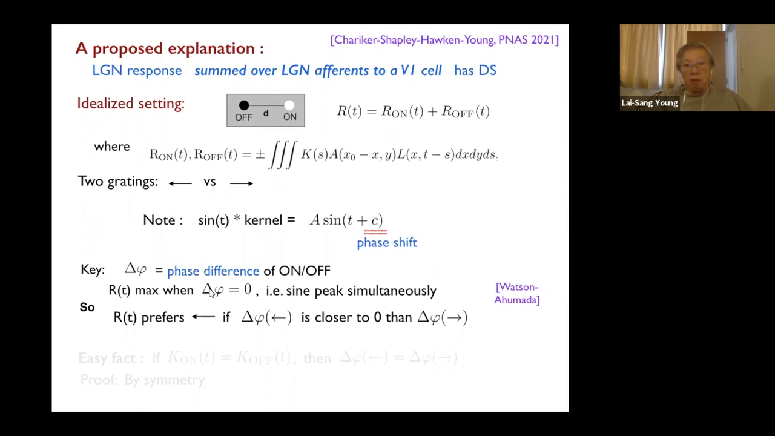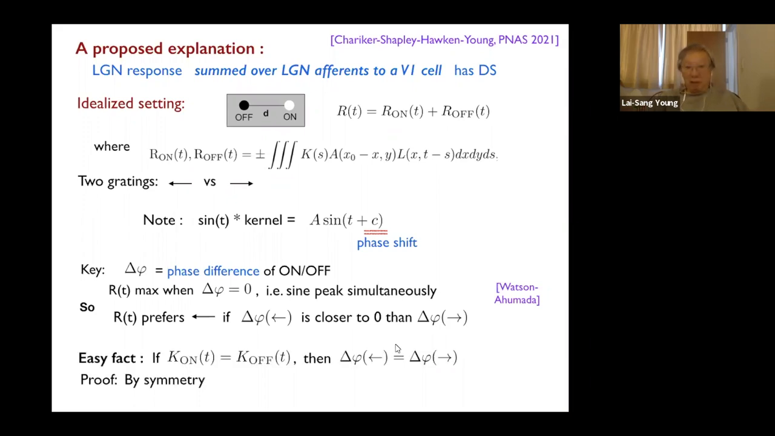This is what we like. We want phase difference to be zero because that way the responses are maxed simultaneously, and so it must produce a much bigger response. Okay. And 180 is bad. So now with this notation, all that I have to do is to drift the grating from right to left and look at the phase difference, and drift the grating from left to right and look at the phase difference. Whichever one is closest to zero is the one that the neuron will prefer. Okay, so this has turned into a very simple math problem.